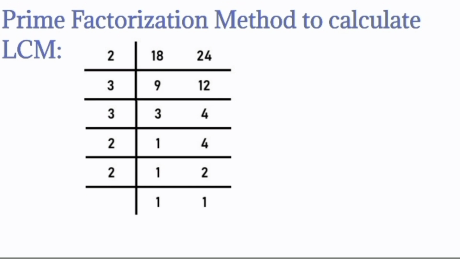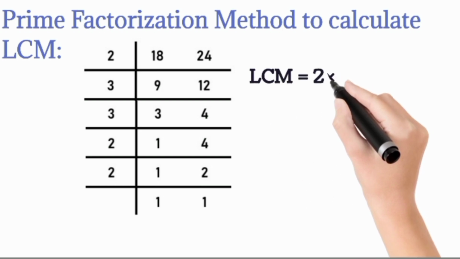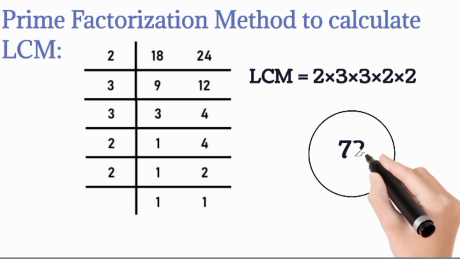Now because there is no common number that divides 3 and 4 together, we can take 3 first, and upon dividing 3 by 3 we get 1, and because 3 doesn't divide 4, we copy 4 as it was. Now we can take 2 because 2 divides 4, and then 2 again because it divides 2, and we get 1 on both the numbers. So the LCM of 18 and 24 is going to be 2 times 3 times 3 times 2 times 2, which is equal to 72.